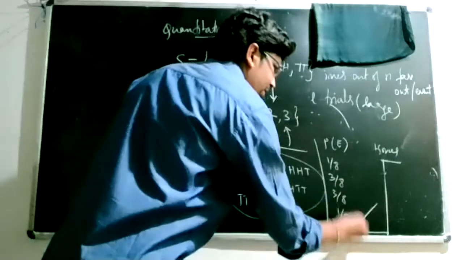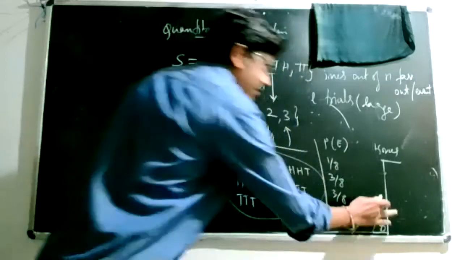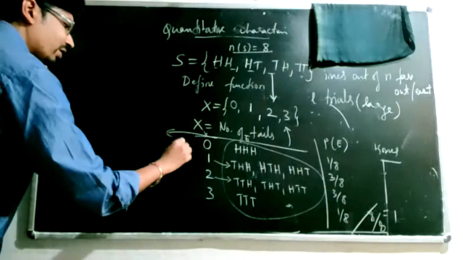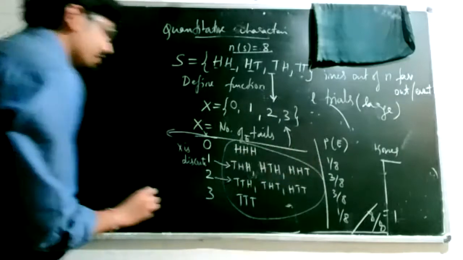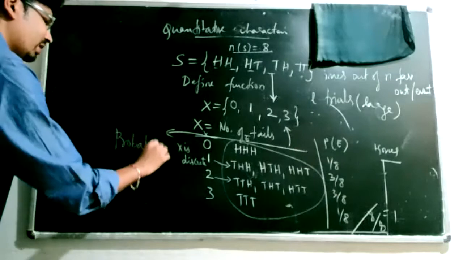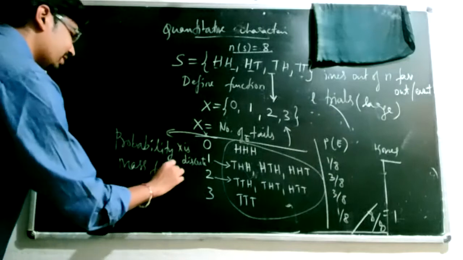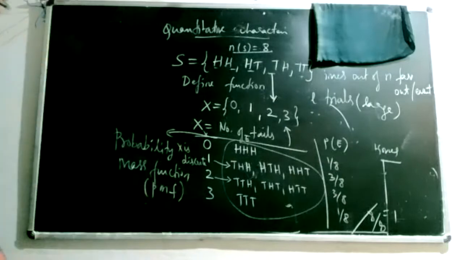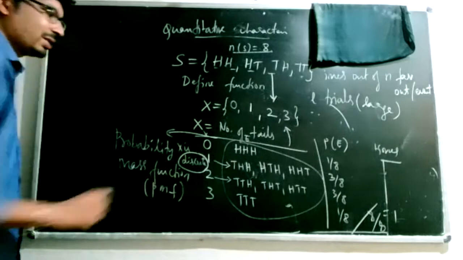If you look into the total probability, 1 plus 3 plus 3 plus 1, which is 8 by 8, is equal to 1. Such a distribution, where your x is discrete and for each and every possible case you can assign the probability, is given a special name called the probability mass function, abbreviated as PMF. So PMF indicates the probability distribution of a discrete variable.